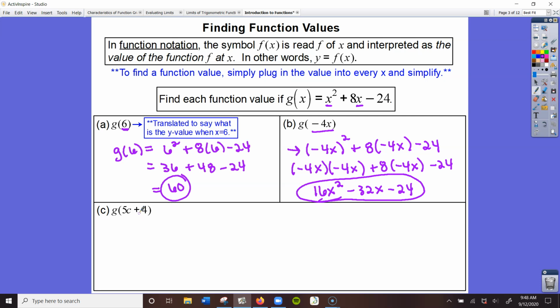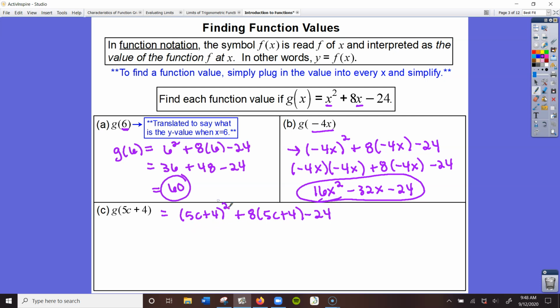Now for this one, I am plugging in a binomial. A binomial is when you have two terms. So you'll have a term and then plus or minus another term. So we're looking for here g of 5c plus 4. So for every x value, I am going to plug in 5c plus 4. So we have 5c plus 4 squared plus 8 times 5c plus 4 minus 24.